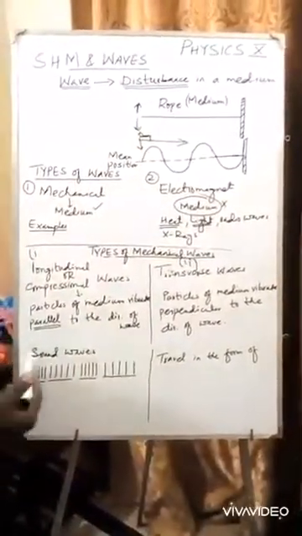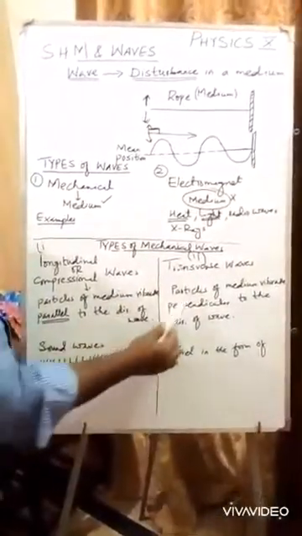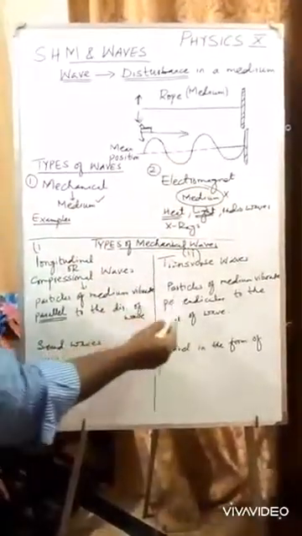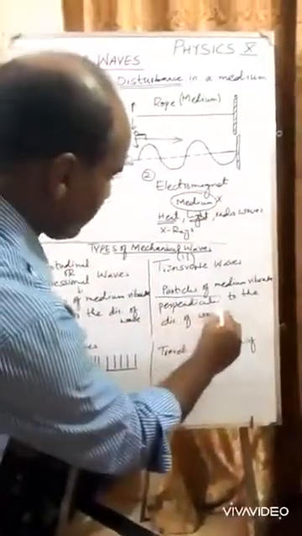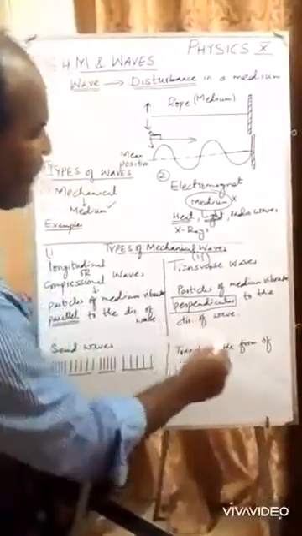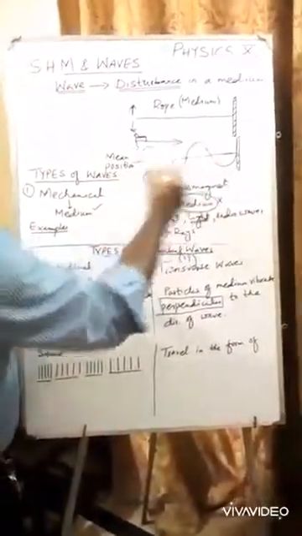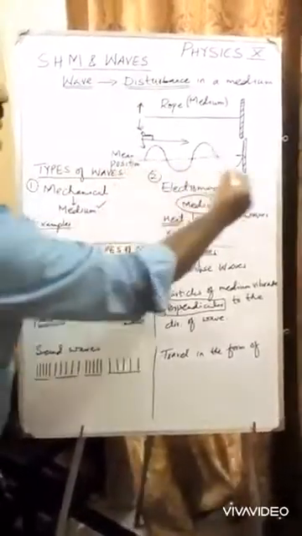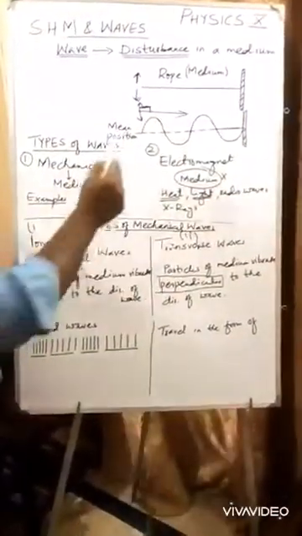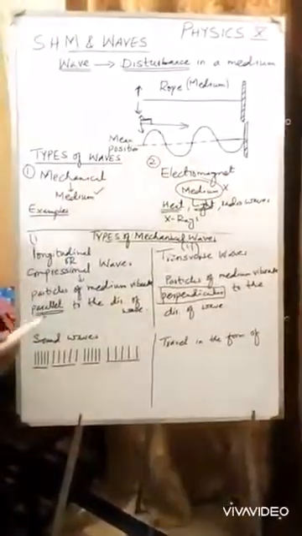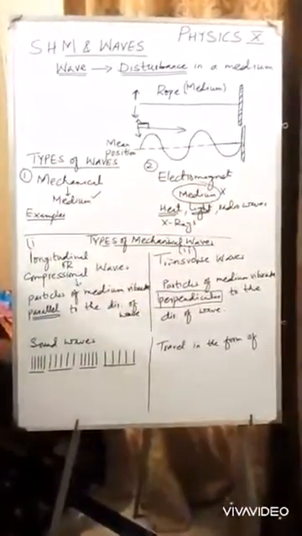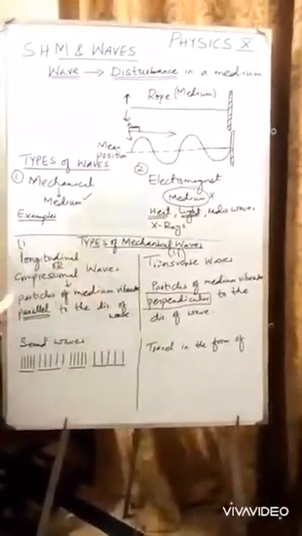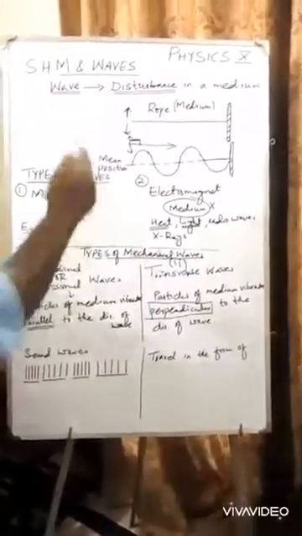So we may call it in transverse waves, particles of the medium. These are the particles of the medium. Particles of the medium vibrate perpendicular to the direction of the wave. The wave is moving like this, and particles vibrate upward and downward. The wave is moving forward, so particles of the medium vibrate perpendicular to the direction of the wave. Examples of transverse waves: waves produced on water surface, waves produced in a rope, etc.